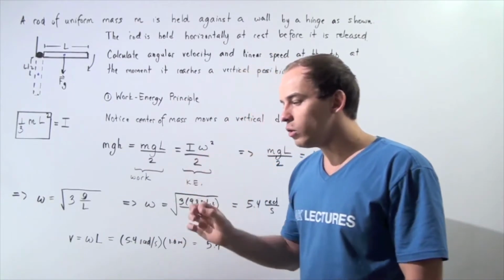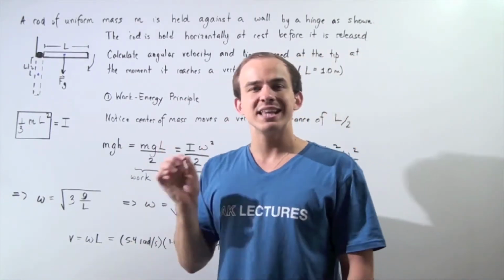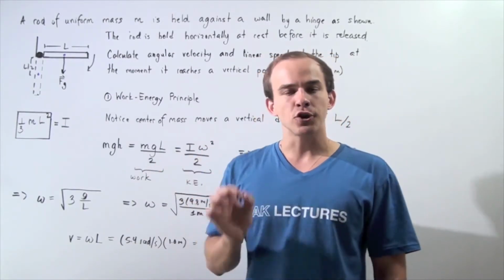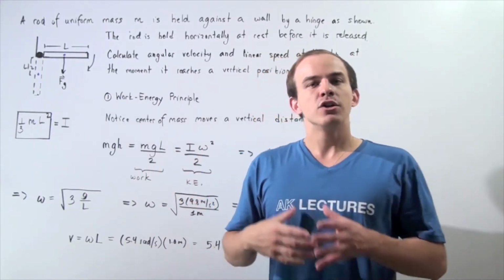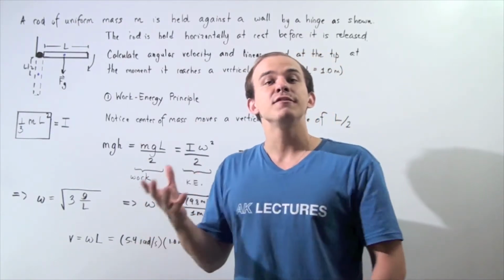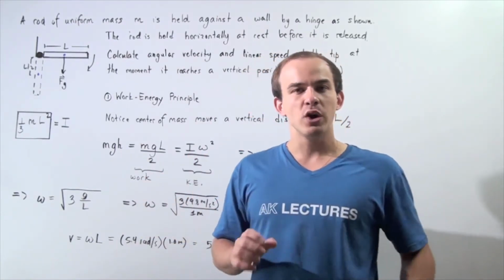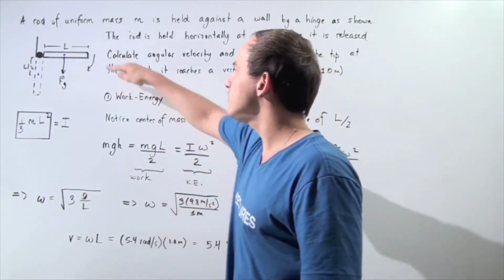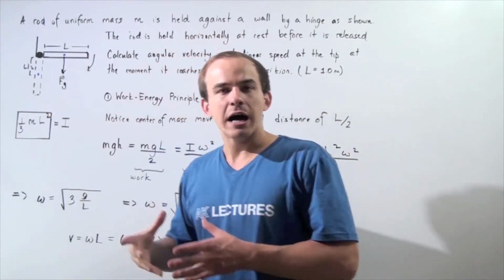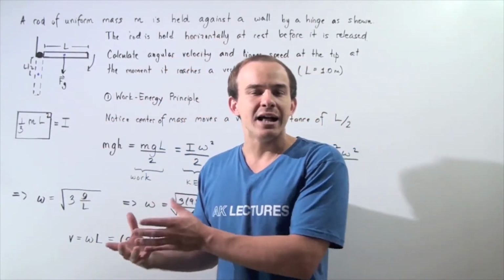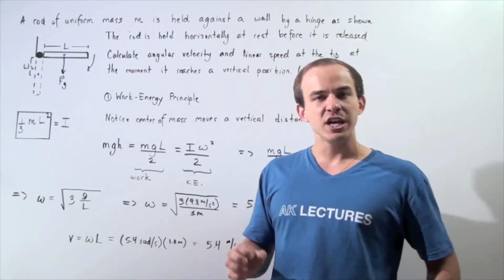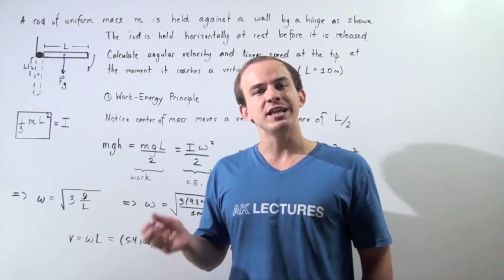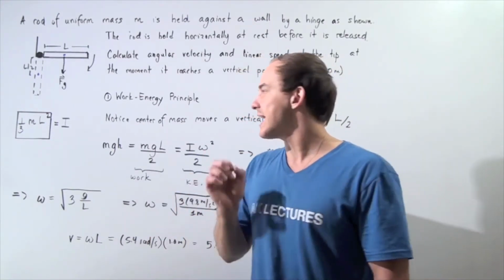Because the only force acting on the object is the force of gravity, and gravity in this case is a conservative force, that means the work done on the rod by the force of gravity is equal to the kinetic energy of the object that is gained when it travels to this position. So the object loses a certain amount of gravitational potential energy, and that gravitational potential energy that it loses is converted into rotational kinetic energy.